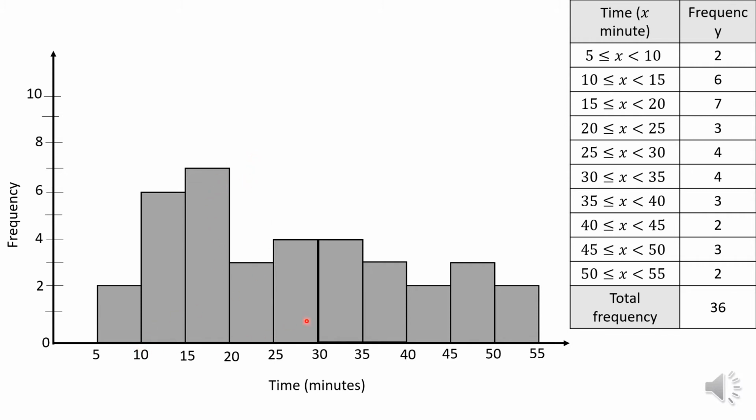Okay, so it starts at 5. Where one ends, the other one starts, even though between 5 and 10, for example, 10 is not included, but the bars must touch each other. And again, because the class intervals are exactly the same, the bars have exactly identical widths.